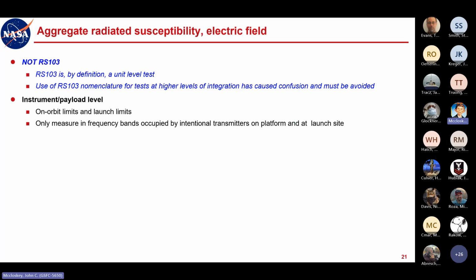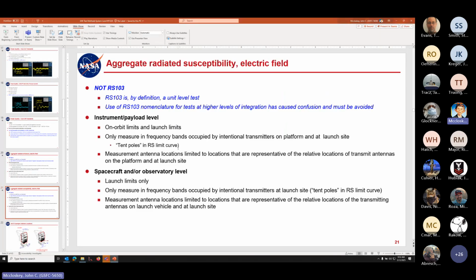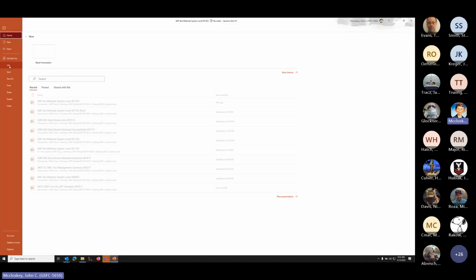So anyway, only measure in frequency bands occupied by intentional transmitters on the platform at the launch site. So those are your tent poles in the RS limit curve. Got a typo here. Closed parentheses that doesn't belong there. And a mutant extra space there.